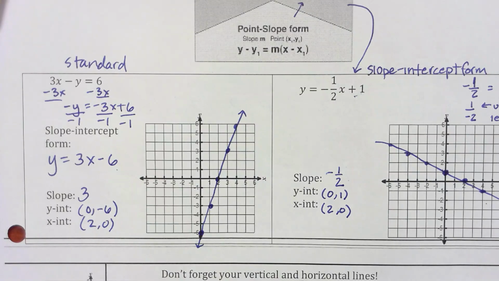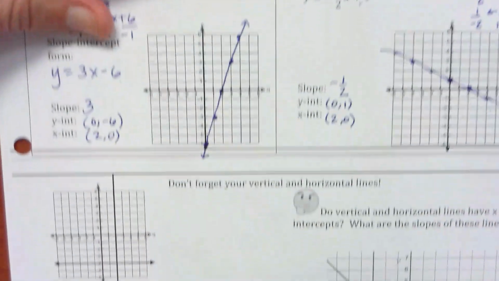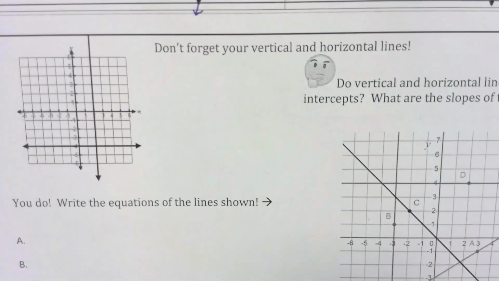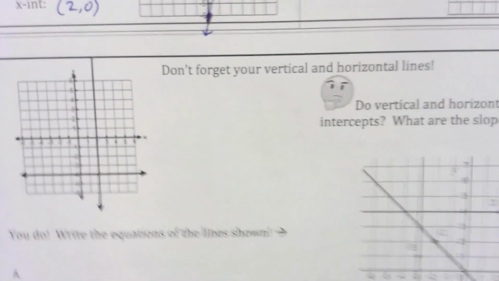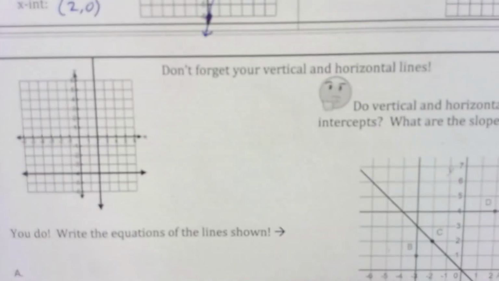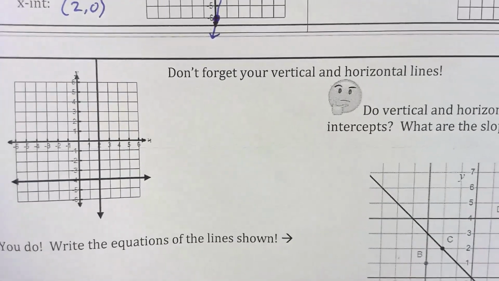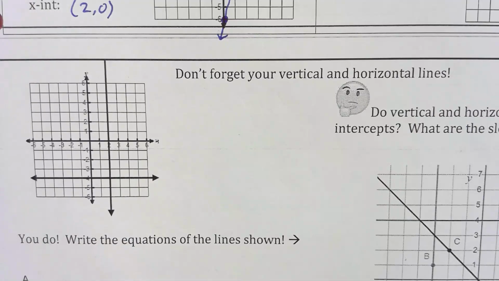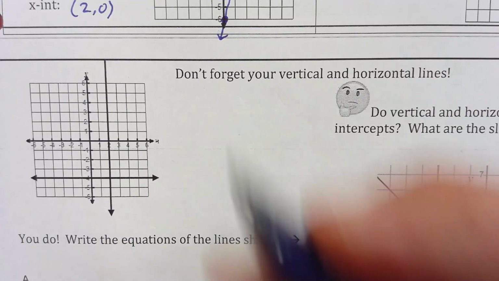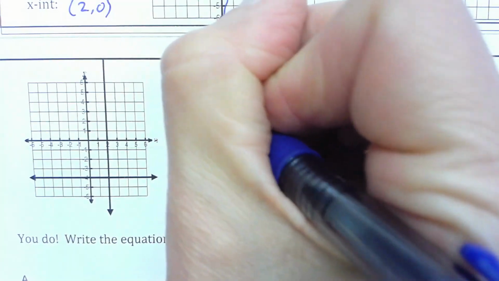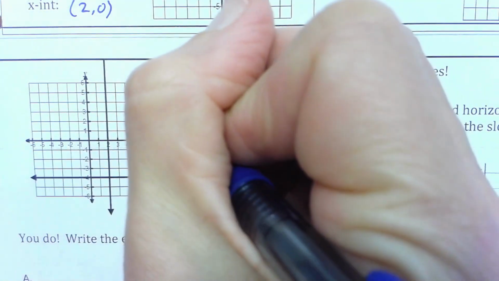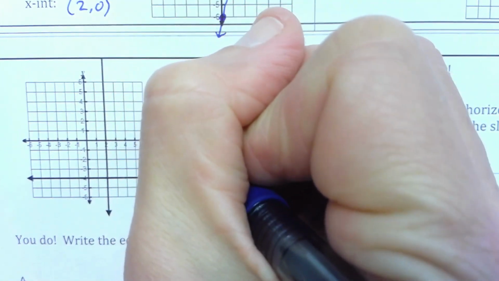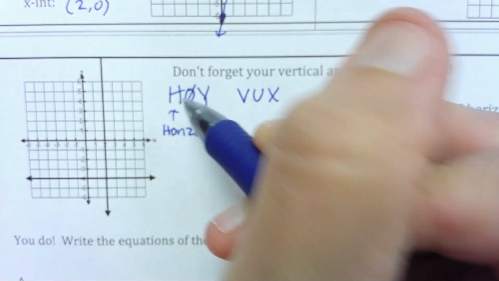Probably in Algebra 1 you also had to deal with some vertical and horizontal lines. I forget these two, I'm going to be totally honest. At least in my class, it's not super clever or anything, but we learned HOY VUX as a way to remember that. The H here is for horizontal. This is the slope. The slope is 0.